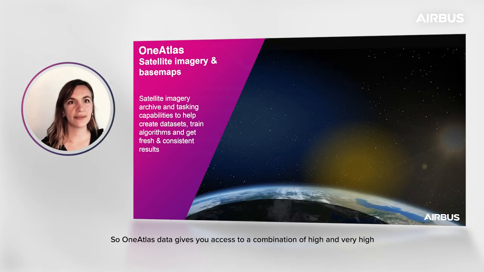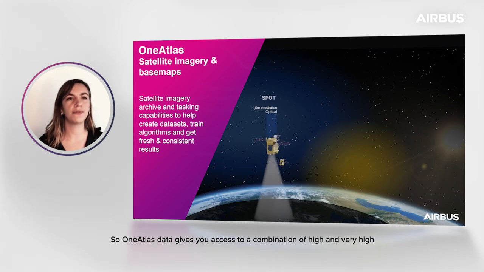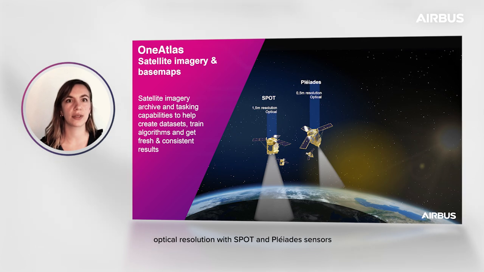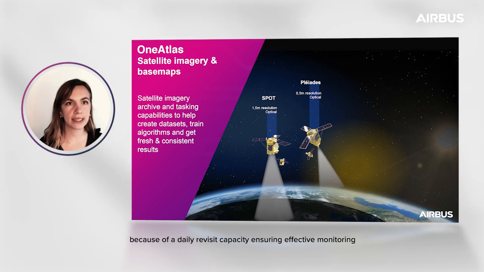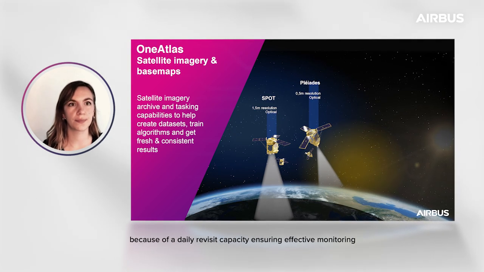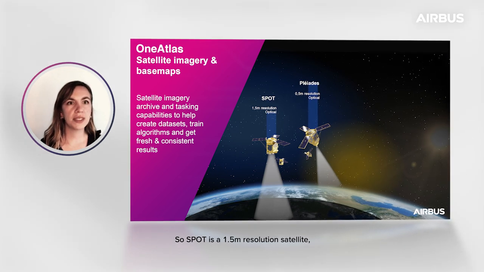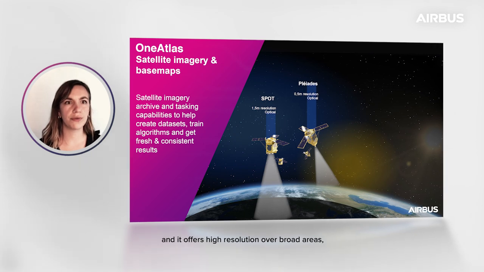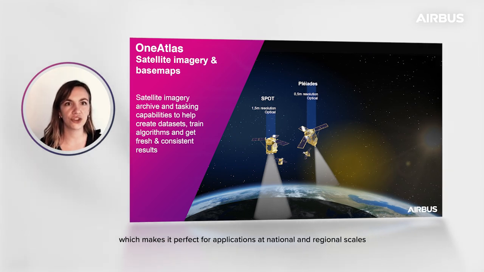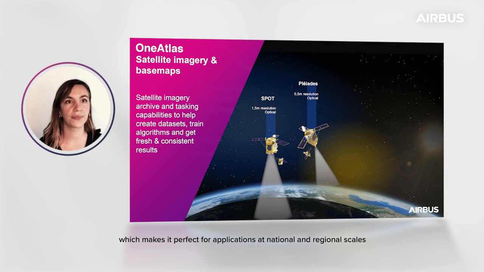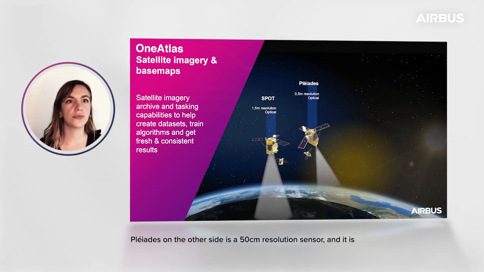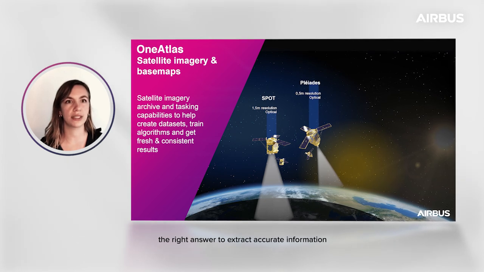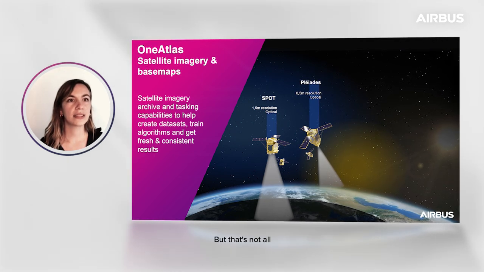So OneAtlas data gives you access to a combination of high and very high optical resolution with SPOT and Pleiades sensors. They both offer daily revisit capacity, ensuring effective monitoring. SPOT is a 1.5 meter resolution satellite, and it offers high resolution over broad areas. It makes it perfect for application at national or regional scale. Pleiades, on the other side, is a 50 centimeter resolution sensor, and it is the right answer to extract accurate information.